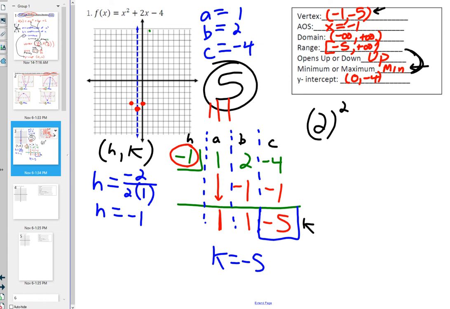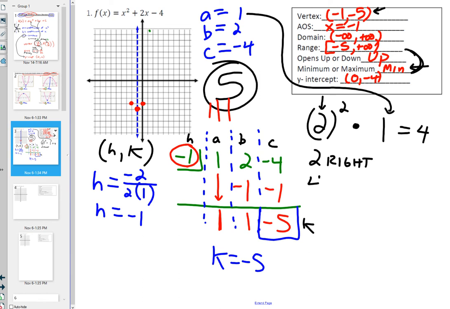And then the one more thing I have to do is multiply times a. What does a happen to be here? 1. So I picked the 2, and really what that 2 means is, let's go 2 to the right. What is 2 squared times 1? It is 4. So what this is telling you is that's a positive 4, it goes 4 up. But from where? From the vertex. So if you were to start at the vertex and go 1, 2 to the right, and then 1, 2, 3, 4 up, put a point there.